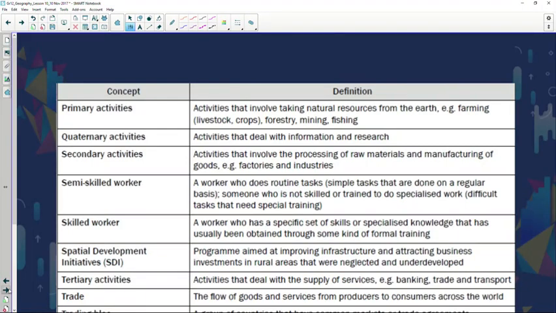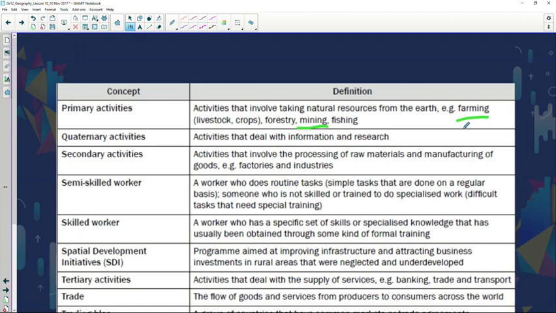Now, we've looked at this before, the primary activities, and we're going to discuss these economic activities. That's farming, fishing, and mining. South Africa's two main primary activities are mining and farming, which can be livestock or crops. Quaternary activities deal with research and information. If you look at secondary activities, we discussed it in the previous section as well. It's basically where manufacturing and processing is taking place.